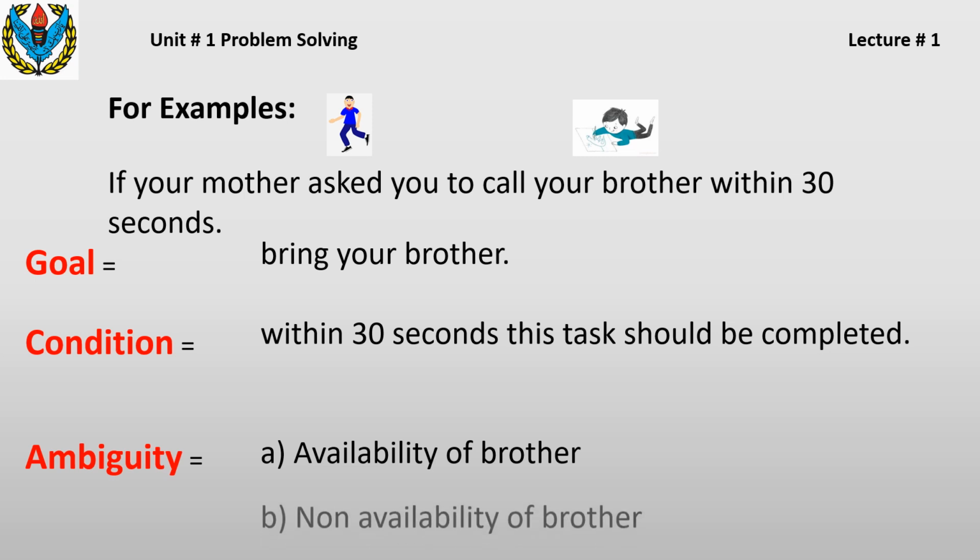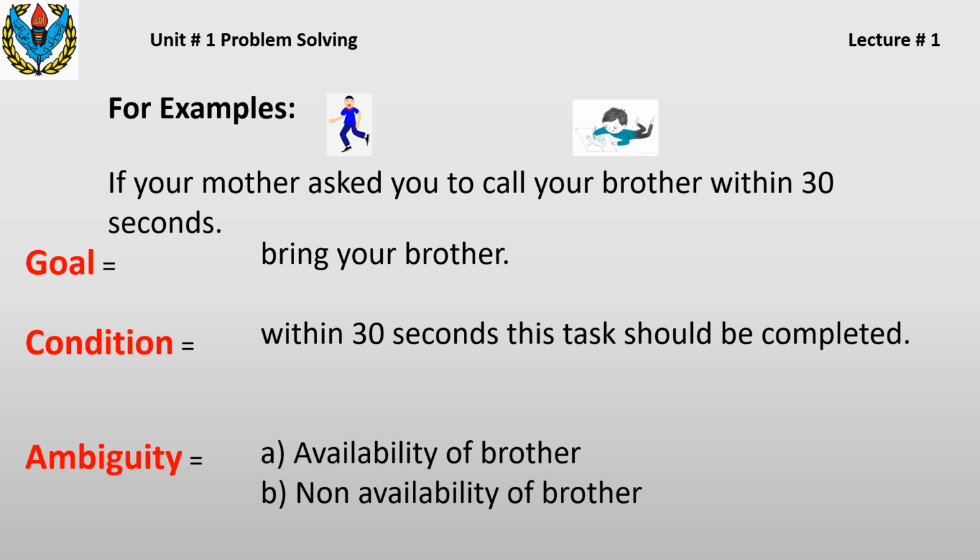The second possibility is the non-availability of the brother. If your brother is not available at home, then this problem has an ambiguity, that it is impossible to bring your brother within 30 seconds. So it has not fulfilled the third condition of a well-defined problem. With the help of this example, I hope you have learned how to define any problem.